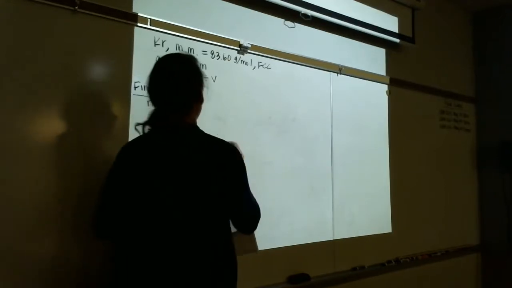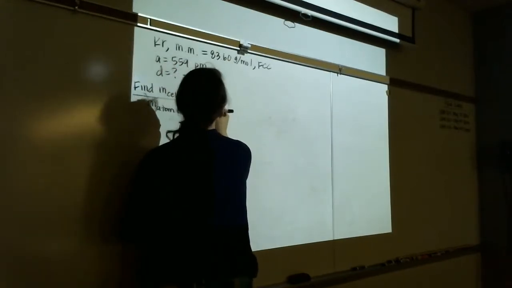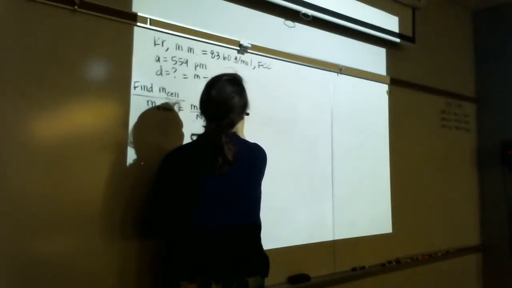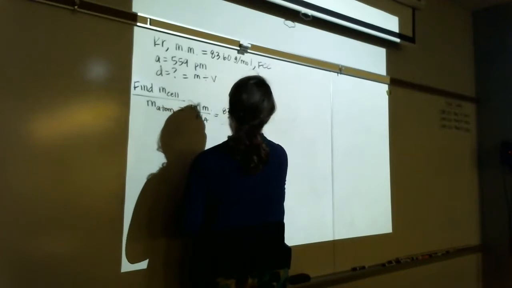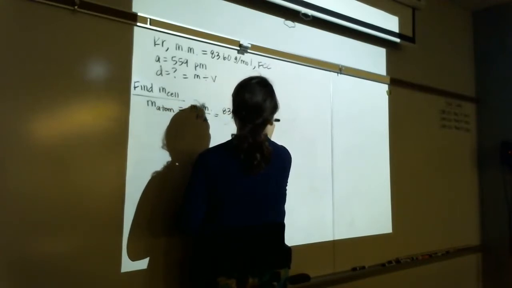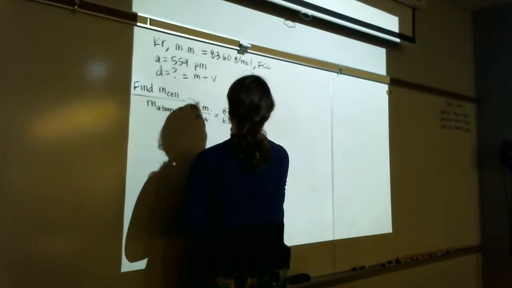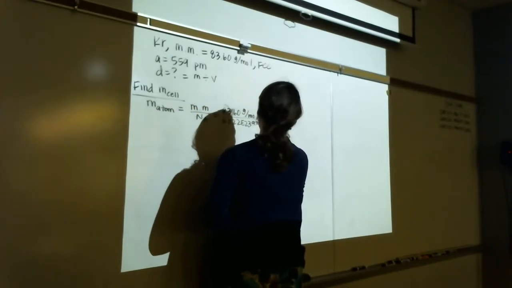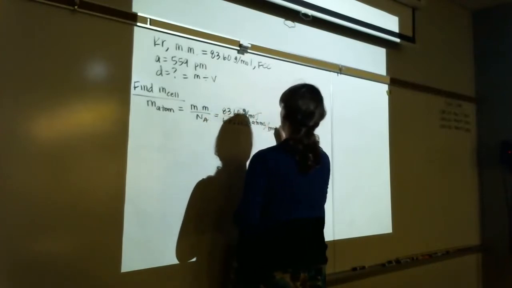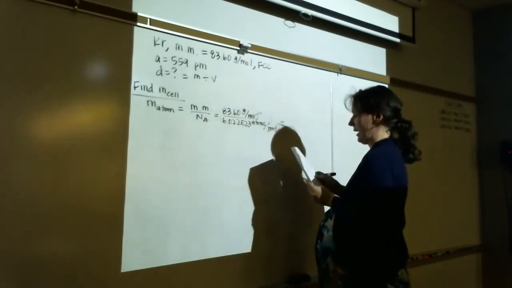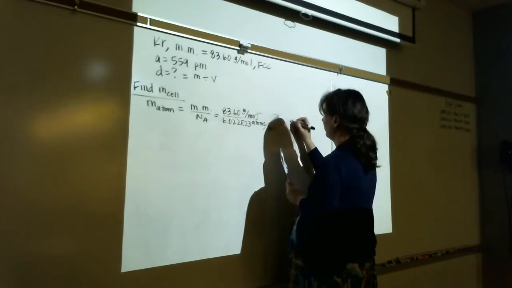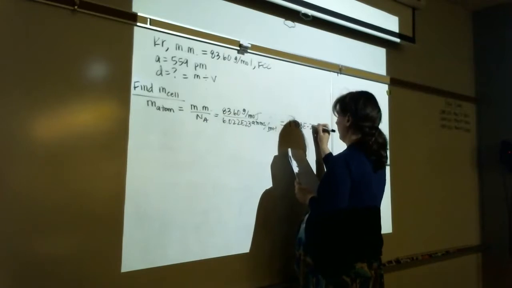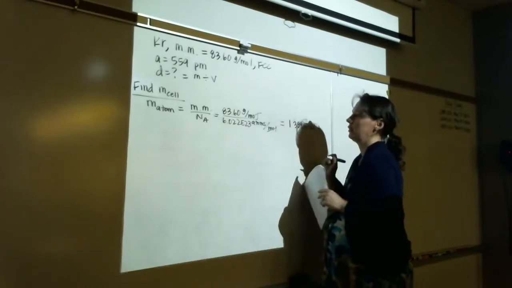So the mass of an atom is molar mass over Avogadro's number. So molar mass, 83.60 grams per mole, divided by 6.022 times 10 to the 23rd atoms per mole. So I got for the mass of an atom 1.388 times 10 to the negative 22nd grams.